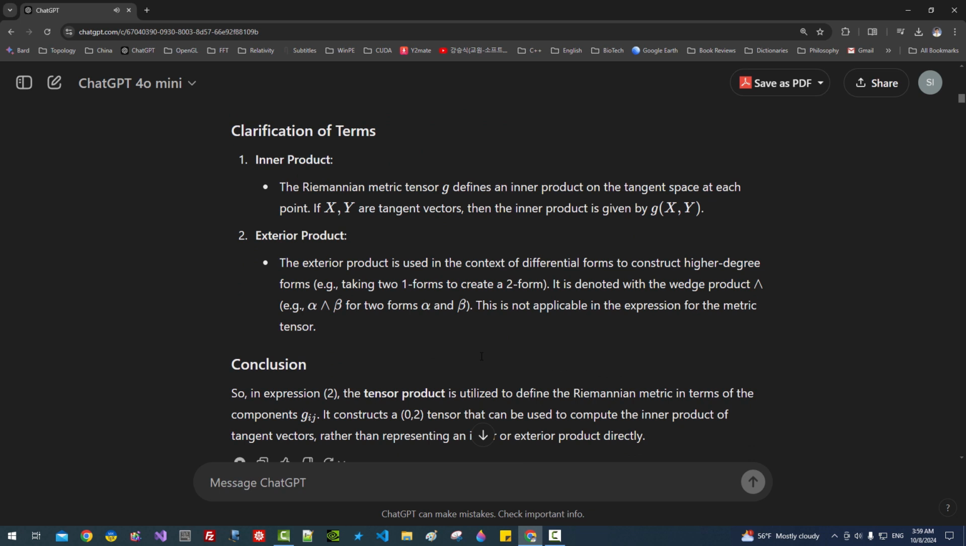Clarification of terms. 1. Inner product. The Riemannian metric tensor g defines an inner product on the tangent space at each point. If X, Y are tangent vectors, then the inner product is given by g(X, Y). 2. Exterior product. The exterior product is used in the context of differential forms to construct higher degree forms, e.g. taking two 1-forms to create a 2-form. It is denoted with the wedge product, e.g. alpha wedge beta for 1-forms alpha and beta. This is not applicable in the expression for the metric tensor.